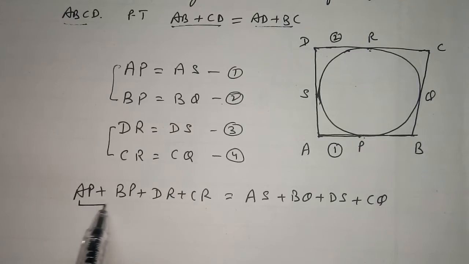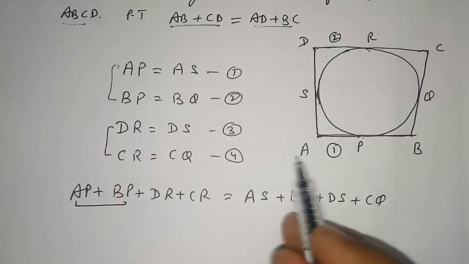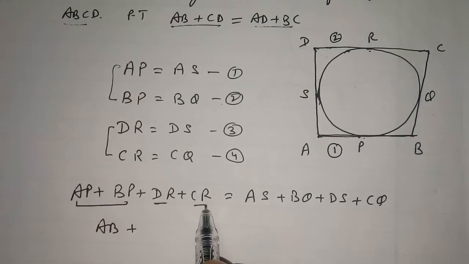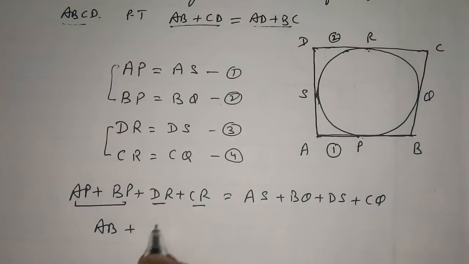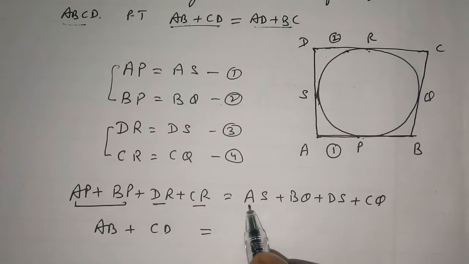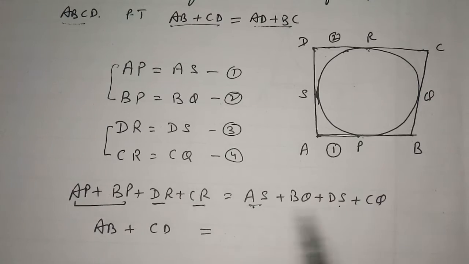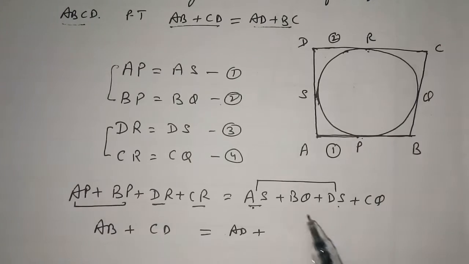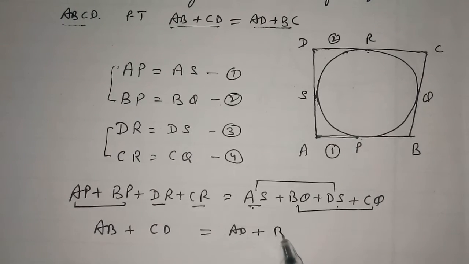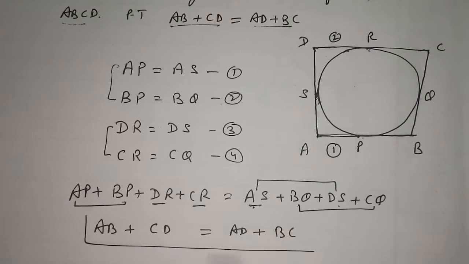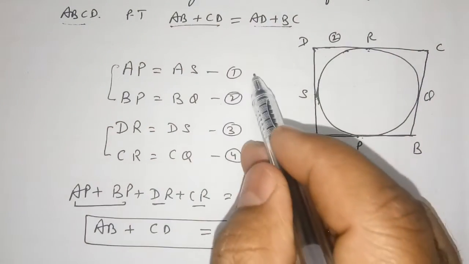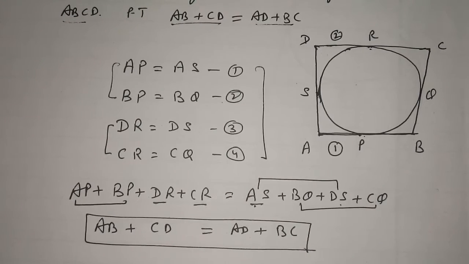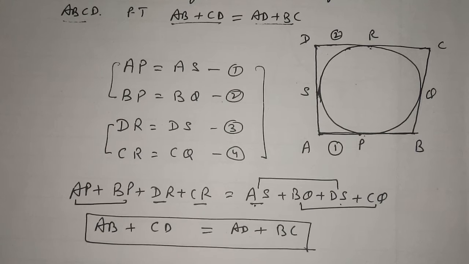Now here, AP plus BP will be AB, plus DR plus CR will be CD, equals AS plus DS, that will become AD, and then BQ plus CQ becomes BC. So this is the result that we want to prove, and it is very easy if you write it this way. Otherwise you have to do some arrangement after this. So this is the simple calculation, the simple result for this question.